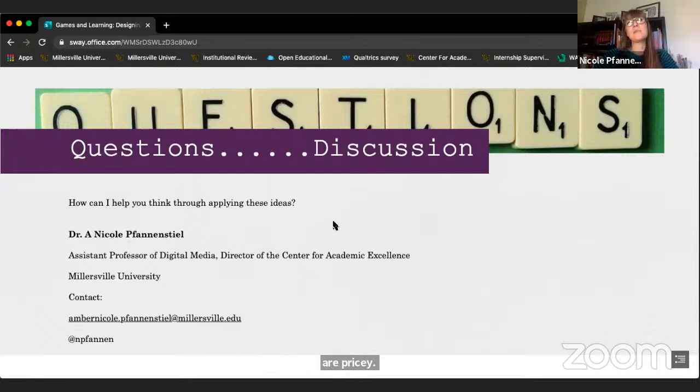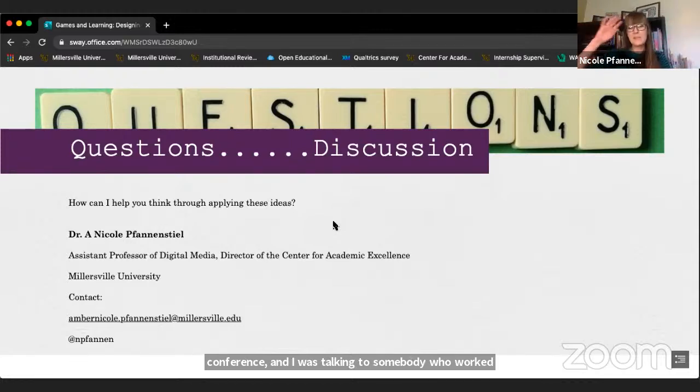I explained this at a conference. I was talking to somebody who worked for Sesame Street, which was totally random. But the person from Sesame Street is like, what are you doing here? I'm like, I'm tricking students into writing more for fun. That's what I'm doing. And you don't need much technology for that.